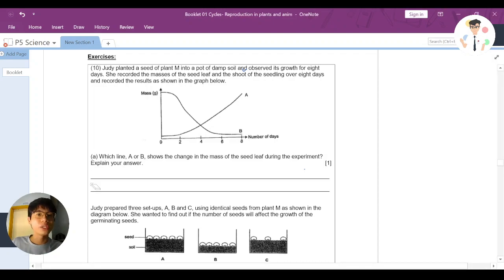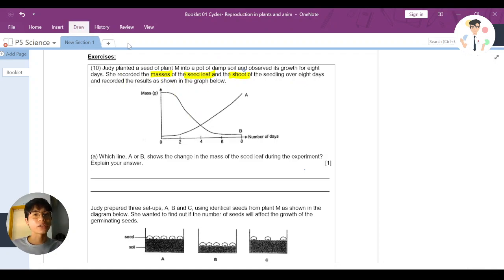So here say that Judy planted the seed of plant M into a pot of damp soil and observed its growth for 8 days. She recorded the masses of seed leaf and the shoot of the seedlings over 8 days. And the recorded result is shown in the graph below.